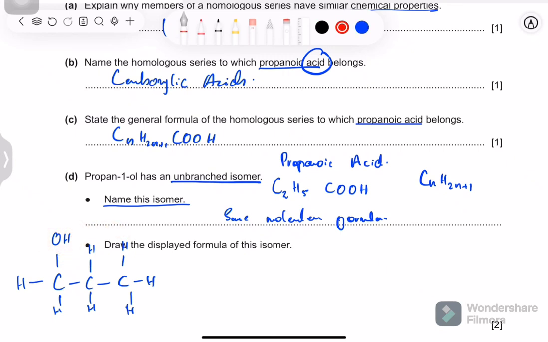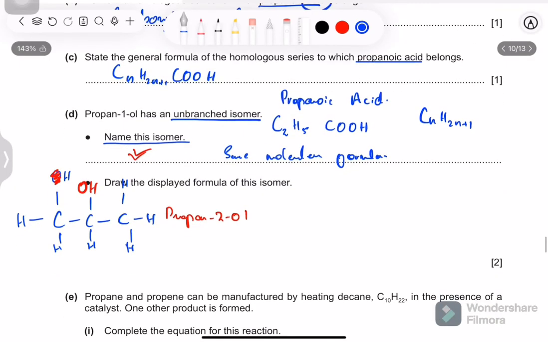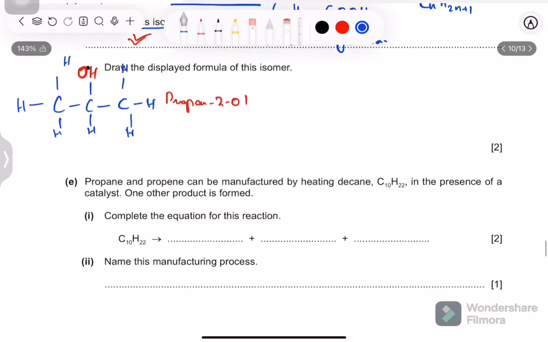For example, if we draw OH over here and remove the O from here, this will now be propan-2-ol, which we required over here. Now we have named it. They have asked us the formula for this isomer. I already told you it will be this, having the OH on the second carbon. Pretty easy. For 2 marks, they will check the position of OH and that all the other bonds are connected correctly.